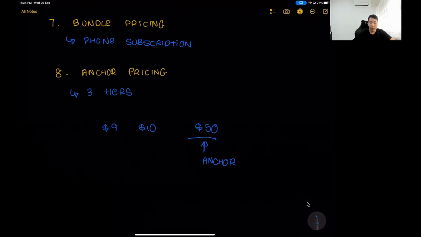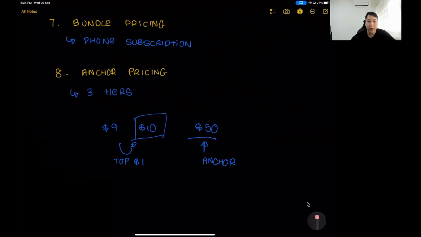As you can see, most people will actually buy this one. Why? Because you just need to top up $1 and you get a lot more features. So this makes it very attractive for people to buy the $10 offer. Imagine if you only have a $10 offer and a $50 offer, it's very hard to differentiate which offer to choose. But if you put $9, $10, and $50, most people will take up the $10 offer because you actually offer a lot more.